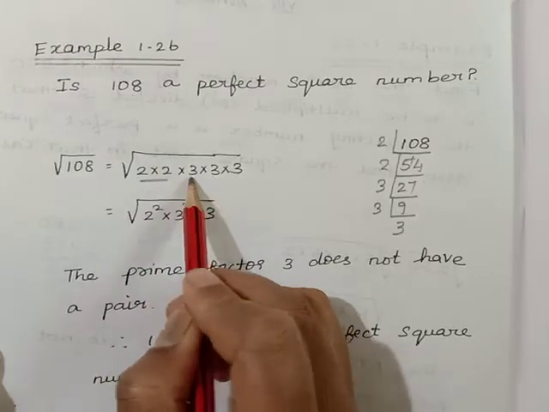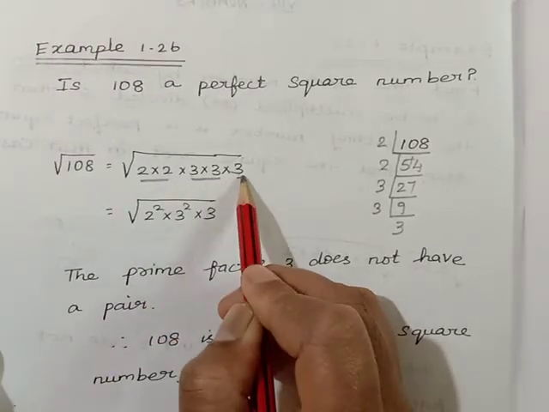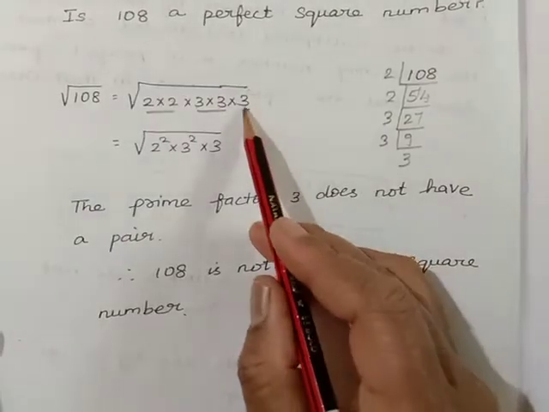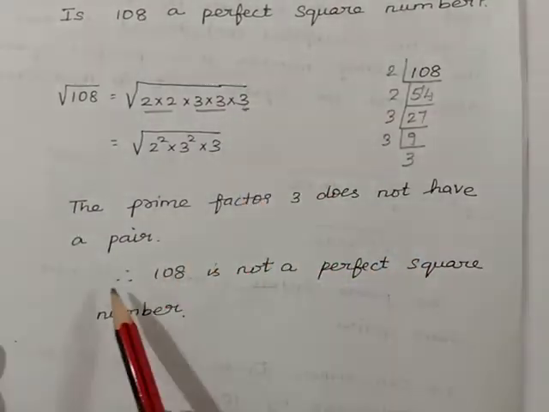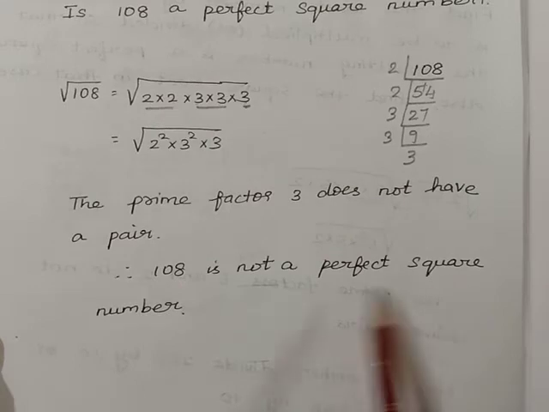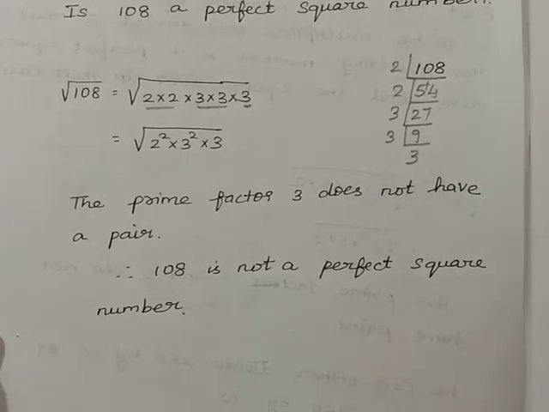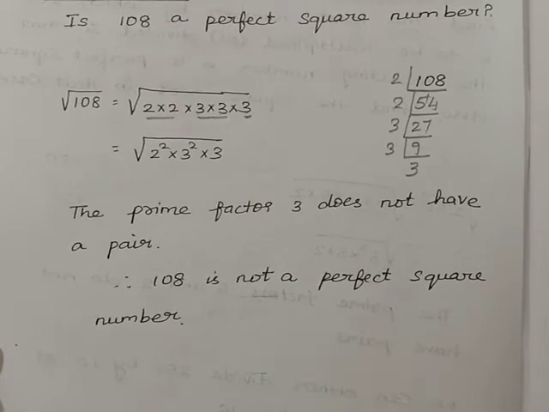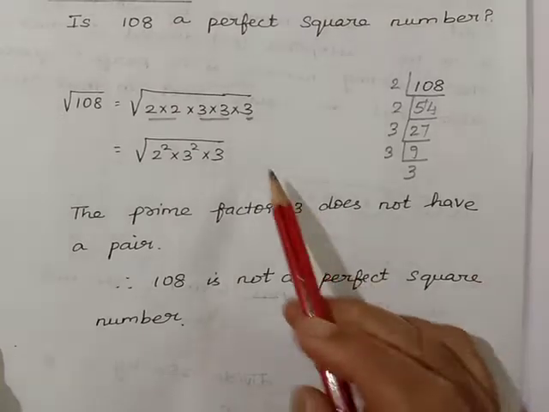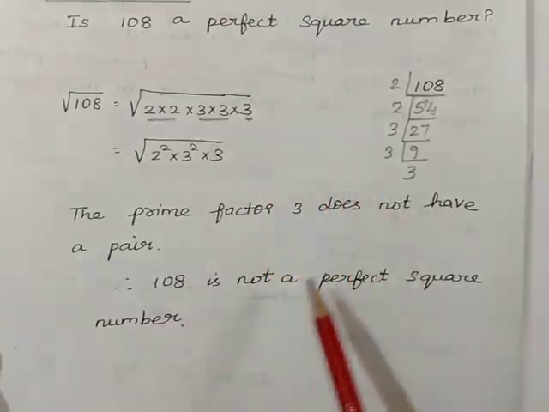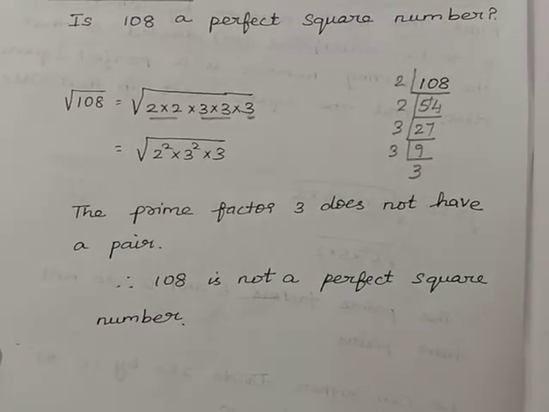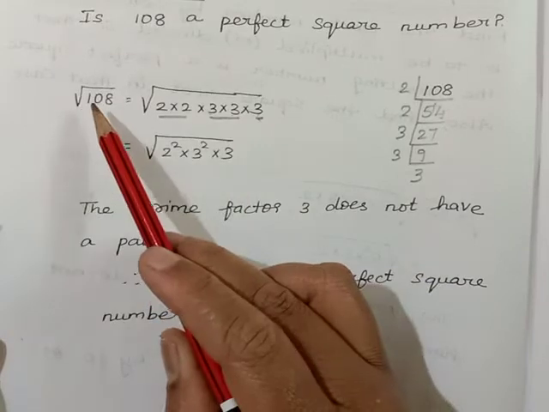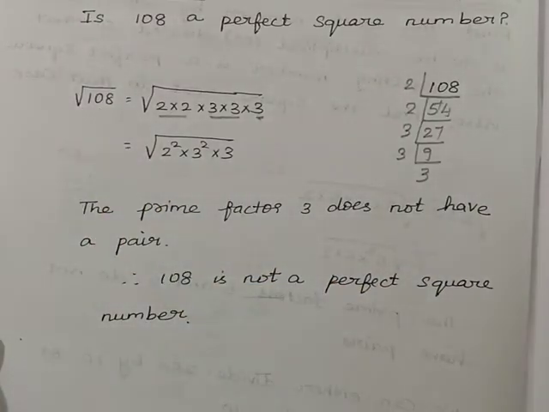2 has a pair, 3 has a pair, and here a single number 3 does not have a pair. The prime factor 3 does not have a pair. Therefore 108 is not a perfect square. If you have pairs, we can write the square root of that number. If a prime factor does not have a pair, it will not be a perfect square number. Since 3 does not have a pair, 108 is not a perfect square number.